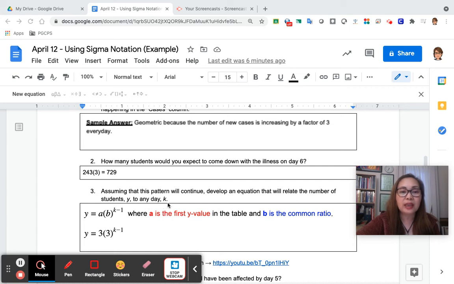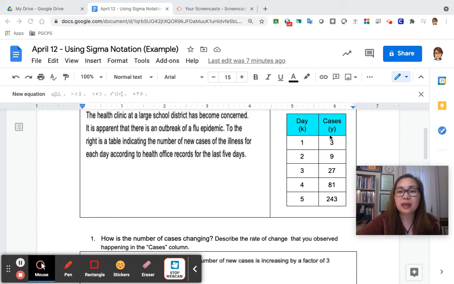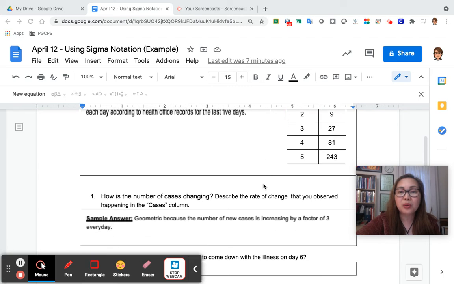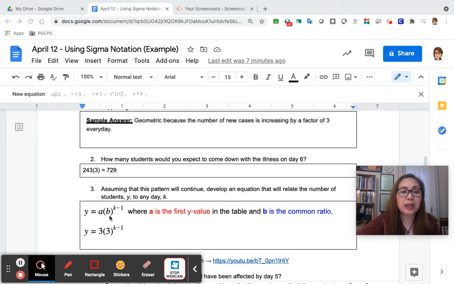to any day k. And here is your old formula from before. We've used this before. We can represent the situation as y equals a times b raised to k minus 1, where your a is the first y value. That's your first y value, and the common ratio, which is 3, the number you're multiplying it with, is the b. That's why you end up having this formula. And of course, the k there represents the day 1, day 2, day 3, and so on.